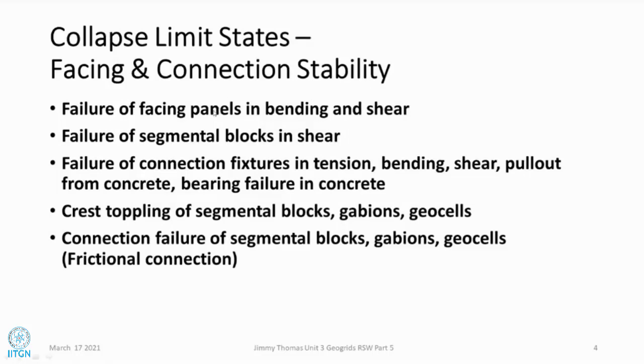So we look at the facing panels, they may fail in bending or shear. And if you have segmental blocks, they may fail in shear. Then we may have various connection fixtures, especially if you are using panels, to connect the geosynthetic reinforcement to the panels, we may use different hooks type of arrangement. So this may fail in tension, bending, shear. It may pull out from concrete, or there will be bearing failure in concrete. That means the connection fixture which is inside the concrete, if it imposes very high bearing stress within the concrete, that will be another type of failure.